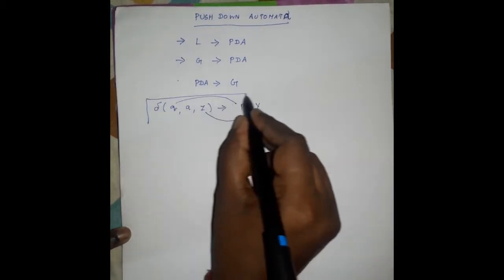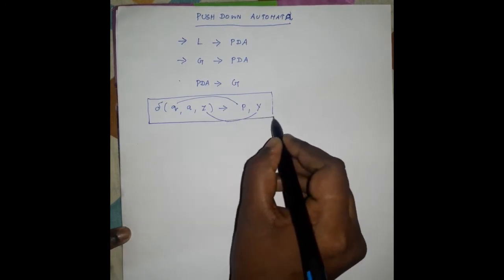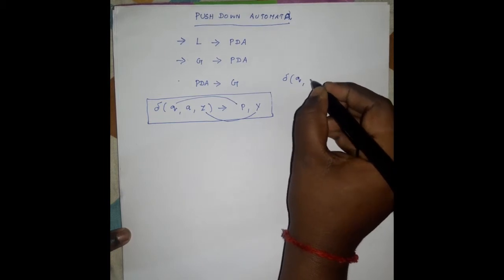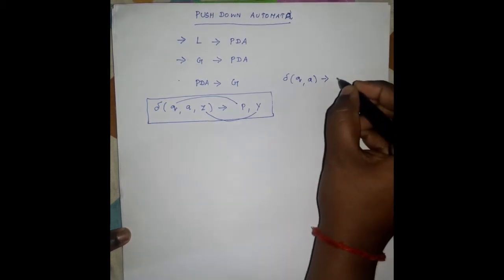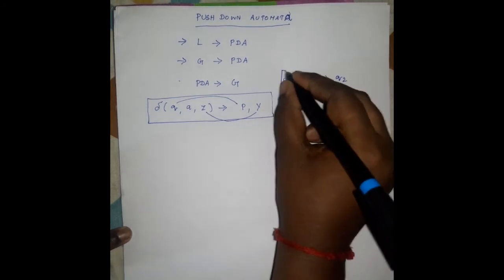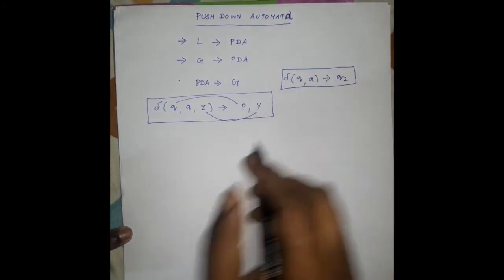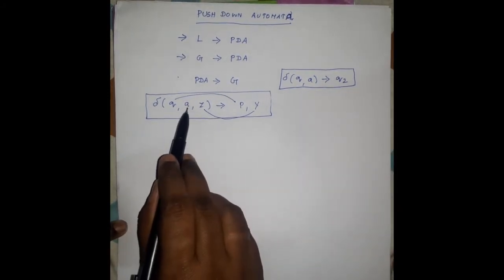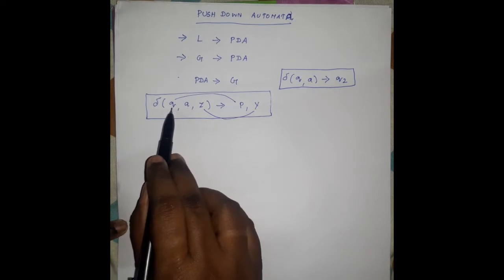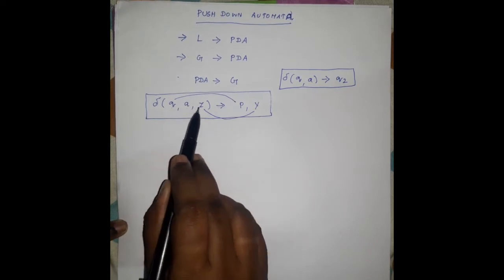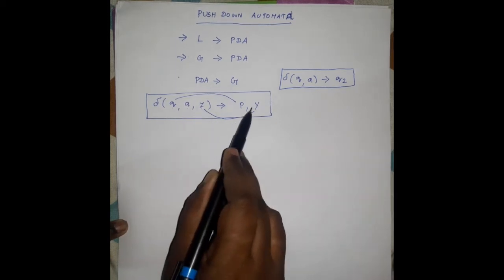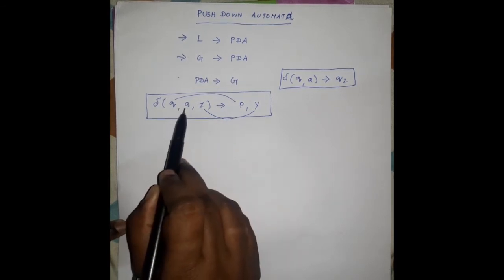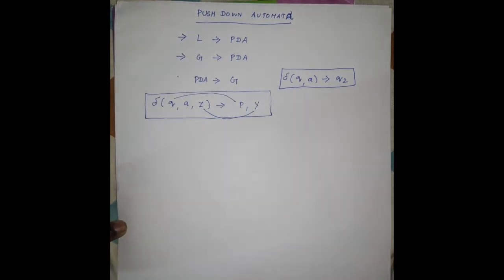So this is the transition function format in push-down automata, because in finite automata the transition function delta takes the current state, receives the input symbol, and goes to the next state alone. But in push-down automata, the current state q reads the current input symbol a, and the stack symbol Z is replaced by another stack symbol y, and it goes to another state. So this is the format of the transition diagram.